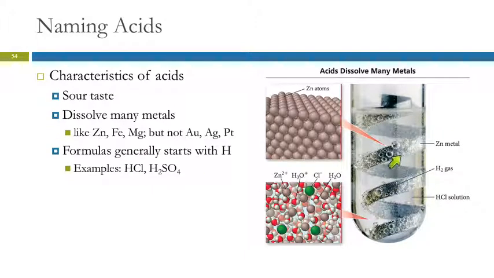There are many metals that will dissolve in acids, but not all of them. So if we see something like zinc and we put this in hydrochloric acid, the zinc will dissolve in the acid. And we see that their formulas usually start with H. So these are two examples. The formula starts with H. Those are going to be named as acids when dissolved in water.